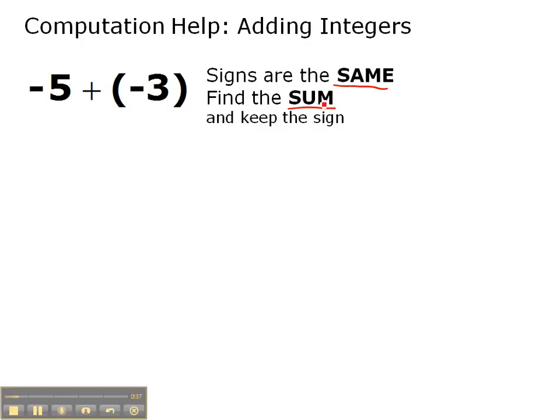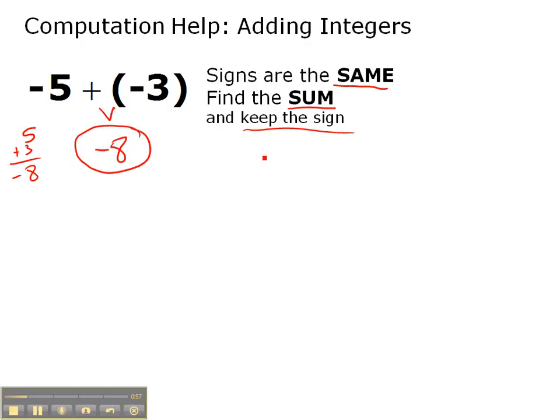Okay, so same, sum. The sum is what you get when you add two numbers. So 5 plus 3 is 8, and it says keep the sign, so it's -8. So the sum is -8.